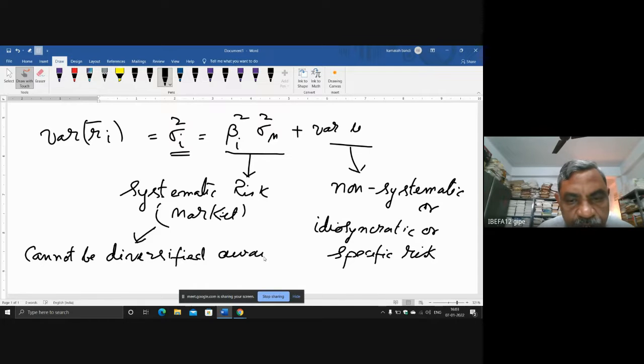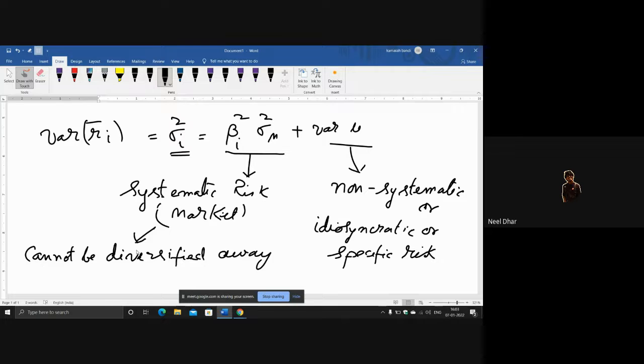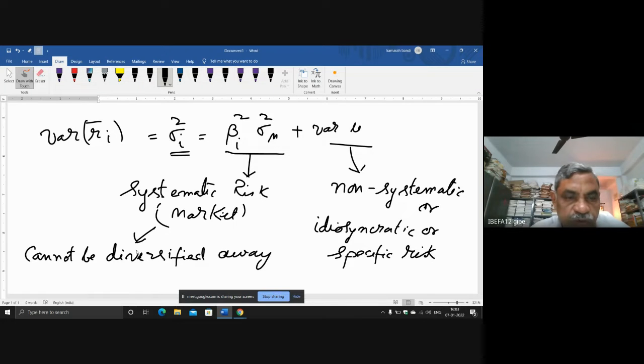Why? Why it cannot be diversified away? Hello? So this is because whatever we do, even though we are trying to beat this, we can only try to estimate this systematic risk. But even despite doing that, we will always have to deal with the non-systematic, or as we call the specific risk. No, no. My question is, why systematic risk cannot be diversified away?